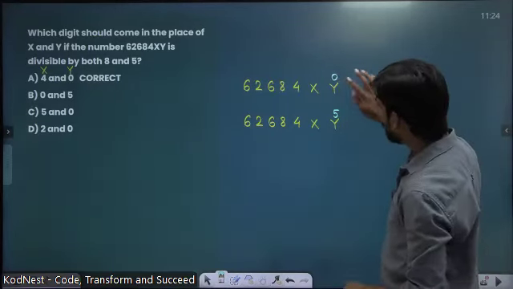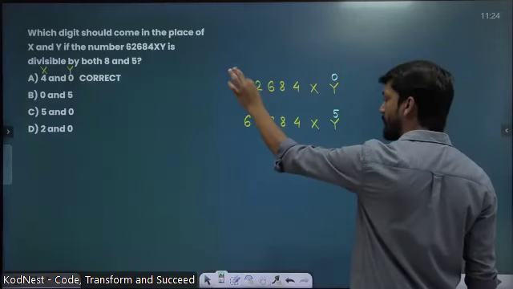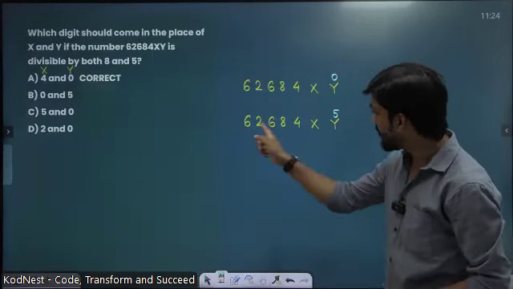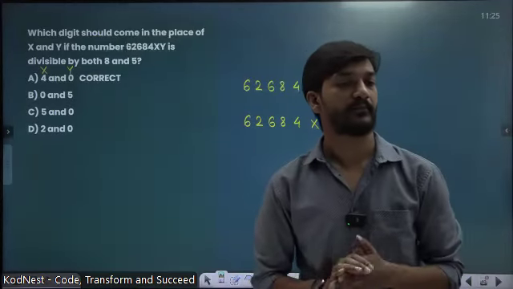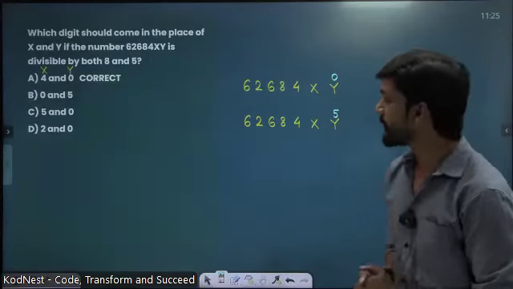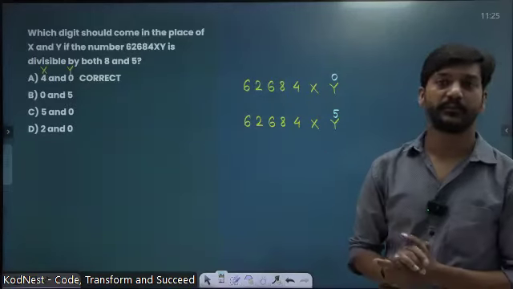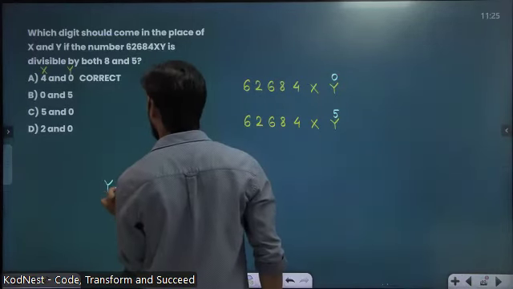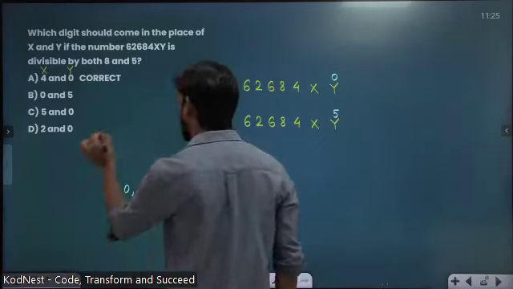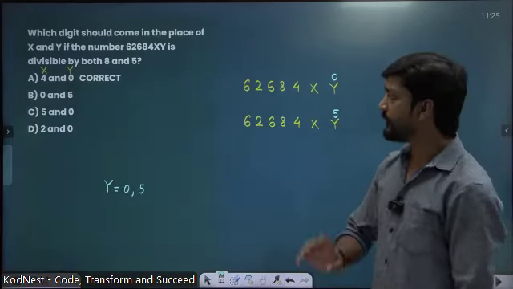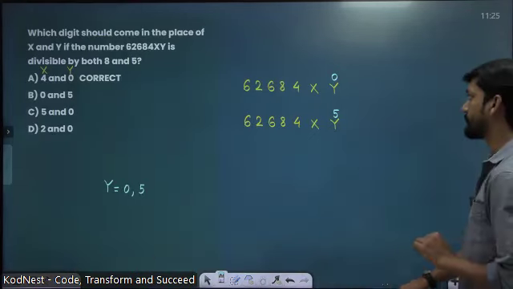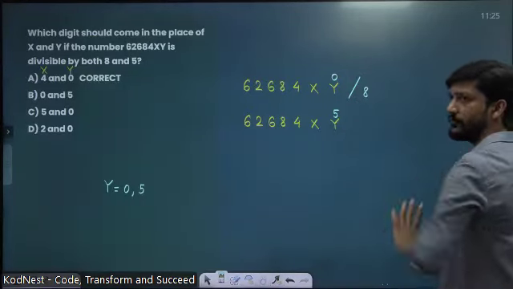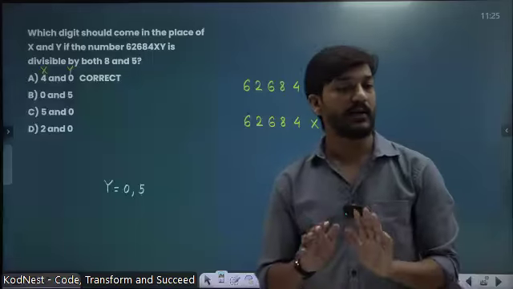Now y equal to 0. Now answer please. Is this number divisible by 5? You will say yes. Okay. Now let's go for 8. We have got y value either 0 or 5. Before even solving, I will again ask: is this number divisible by 8? Can you tell right now?